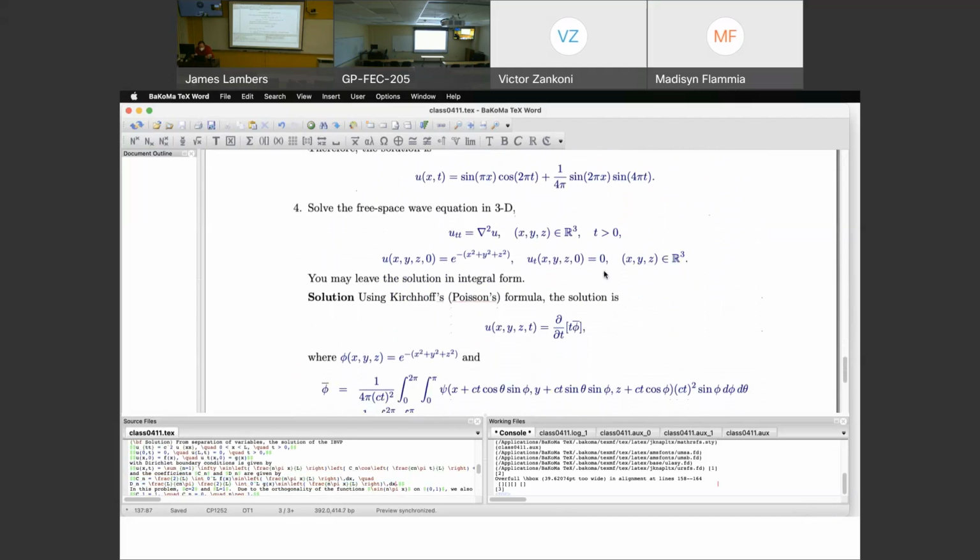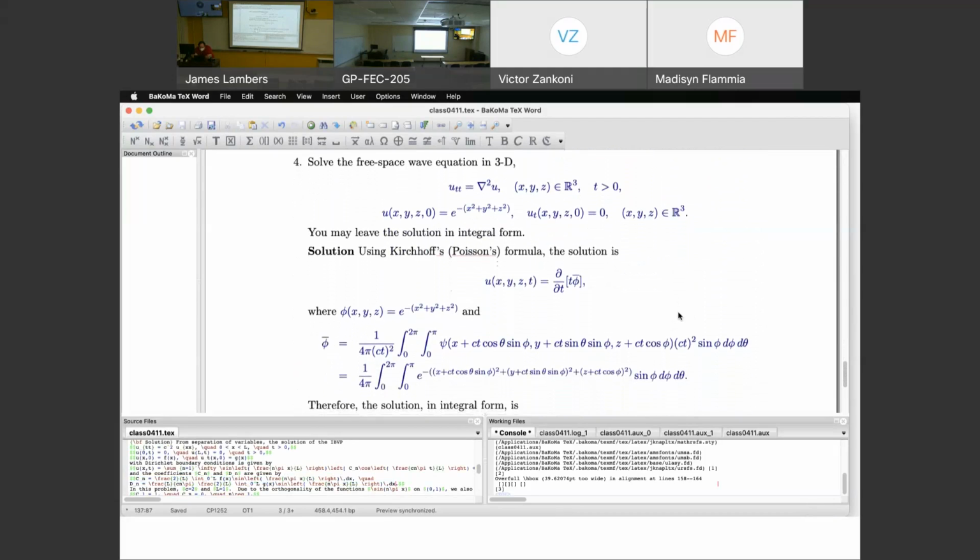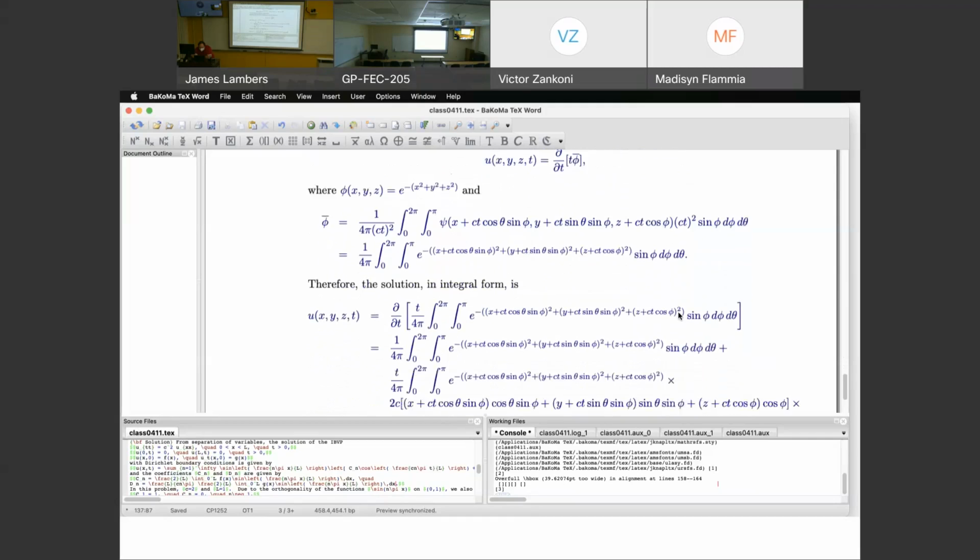For the fourth problem, the free space wave equation, it could be either 2D or 3D. So the appropriate version of Kirchhoff's formula is used in that case, and those are given in the list of formulas.